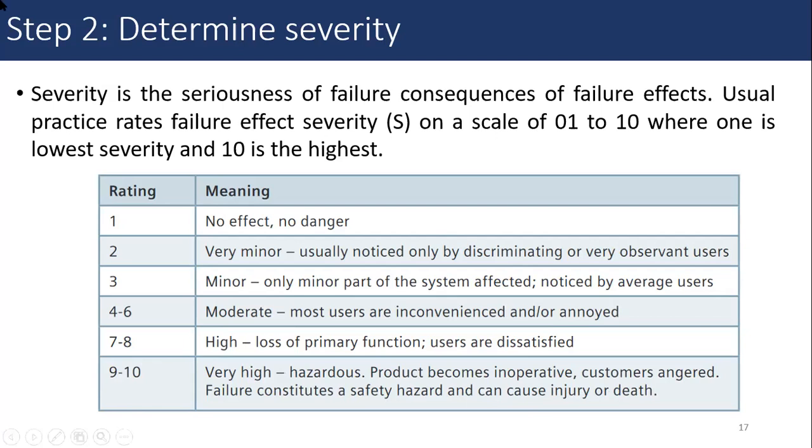So if it is 9 to 10, we have to pay our attention very well. Others we also have to pay attention to, but when it is a grade 1 or 2, it is actually minor. So we need to consider the highest severity cases first. We should give them priority.